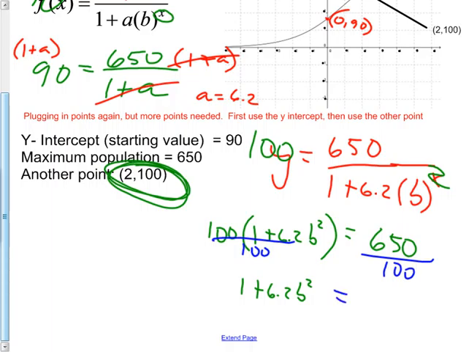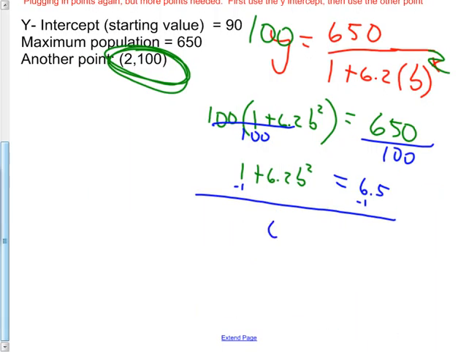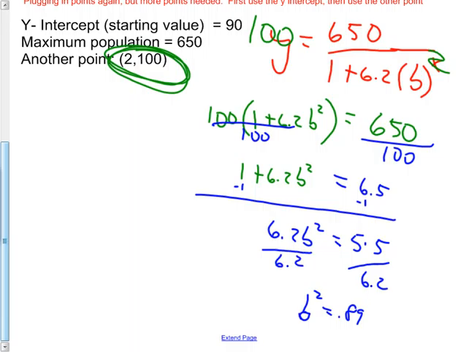I did this wrong last hour. I thought it was 65. When you divide by 100, you move the decimal 2 spots, 6.5. And then I subtract 1 from both sides. And I got 6.2b squared equals 5.5. Divide by 6.2 on both sides. And I got b squared equals, I have no idea. What the heck is 5.5 divided by 6.2? Thank you. Anybody verify that?